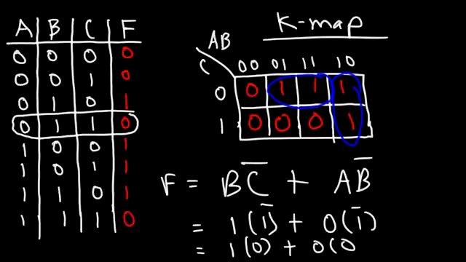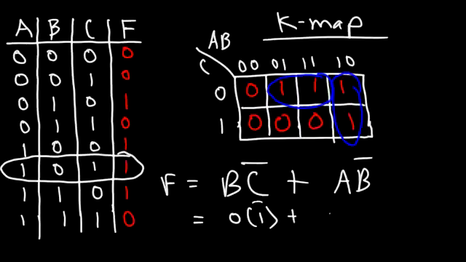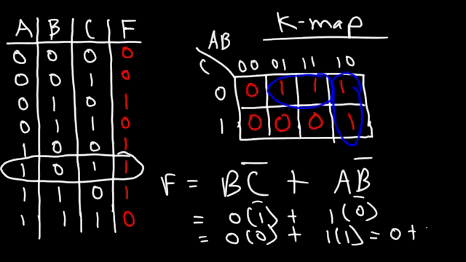Let's try another one. Let's see if the function will give us the correct output. So B is 0, C is 1, A is 1, and B is 0. Now the complement of 1 is 0, and the complement of 0 is 1. 0 times 0 is 0, 1 times 1 is 1, 0 plus 1 is 1. So we get the right output.